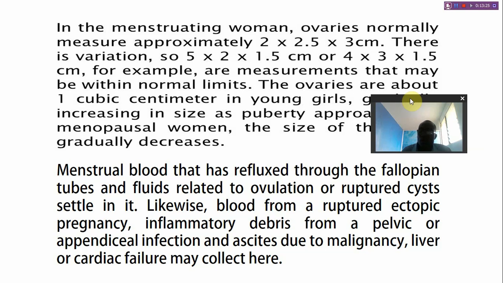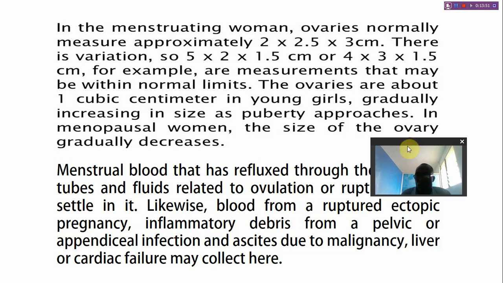So sometimes you see free fluid between the liver and the kidney. That's Morrison's pouch. So when there's a ruptured ectopic pregnancy, you see much fluid in the pouch of Douglas. And when there's an appendiceal infection or ascites, you see free fluid collected there. So it depends on the state of the case or the emergency that is brought to the department.